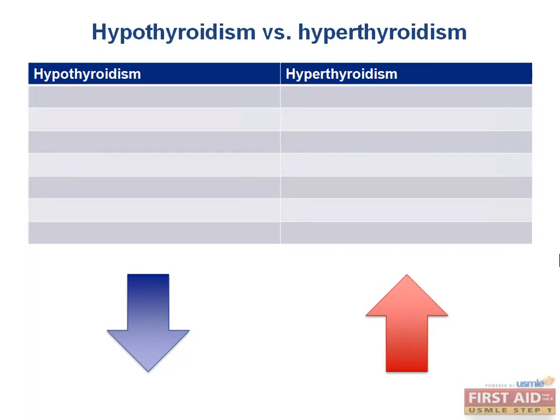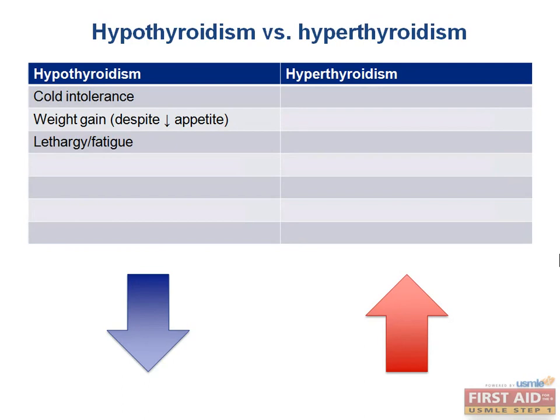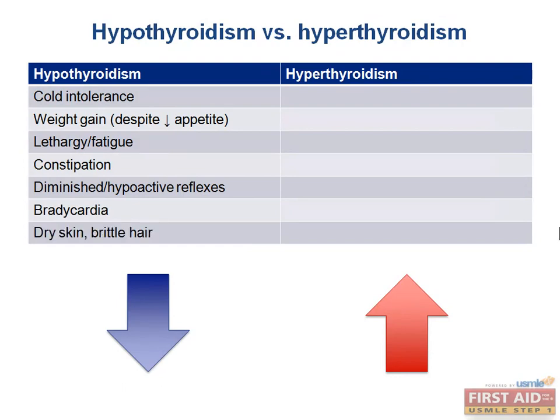Hypothyroidism is associated with cold intolerance, weight gain, despite having a decreased appetite, lethargy, and fatigue. You also get decreased GI motility, leading to constipation. One will also see diminished or hypoactive reflexes. Classically, the term delayed relaxation of the deep tendon reflexes is what one would see on the exam. Also, bradycardia might be present. And lastly, these patients tend to have dry skin and brittle hair.